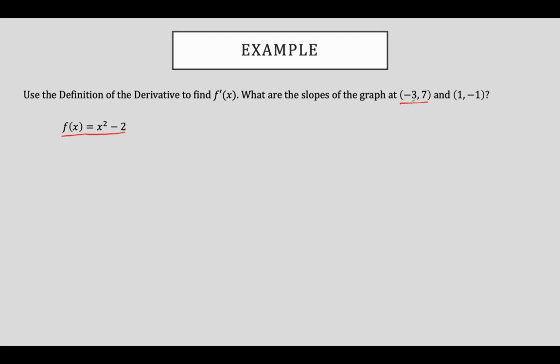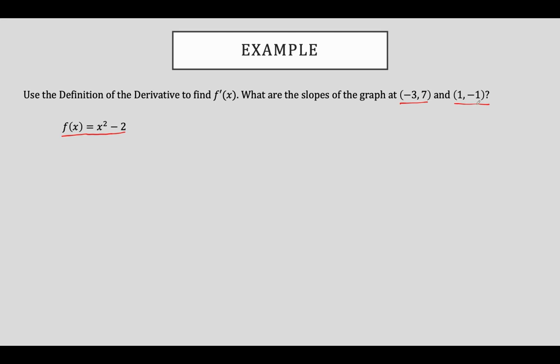Notice if I plug in negative 3 for x, negative 3 squared is 9, minus 2 gives me 7. If I plug in 1 for x, 1 squared minus 2 gives me negative 1. So both of these are points on the original function f of x. We want to find the slope of the graph, or the slope of the tangent line, at those points, all right, also known as the instantaneous rate of change of the function at each of these 2 points.